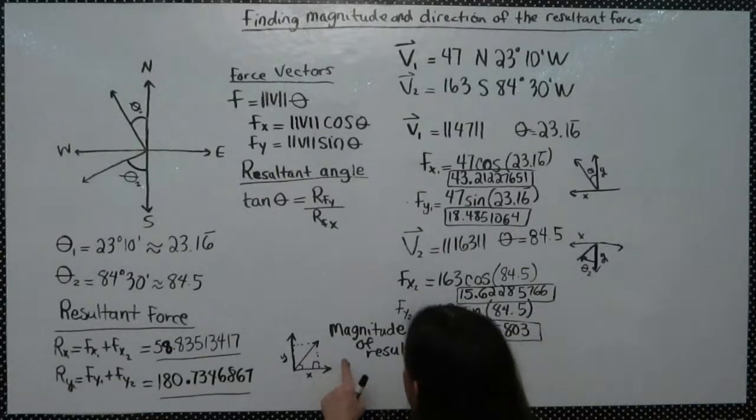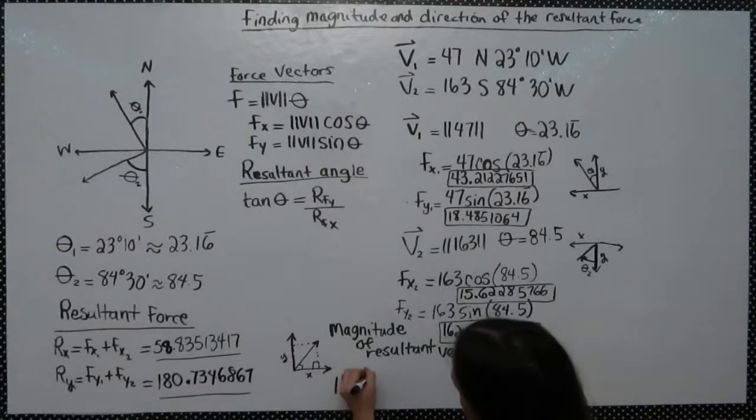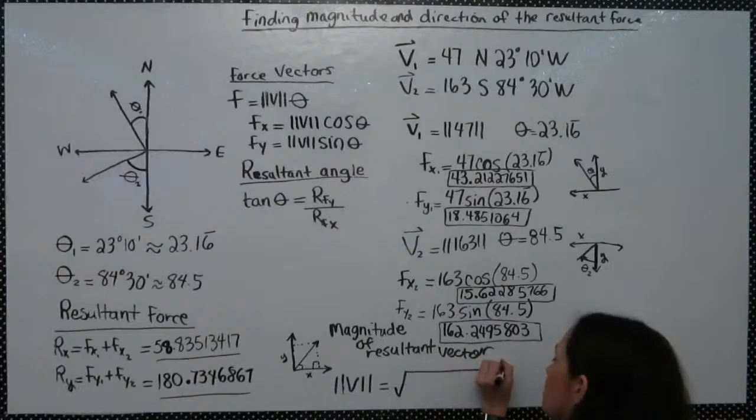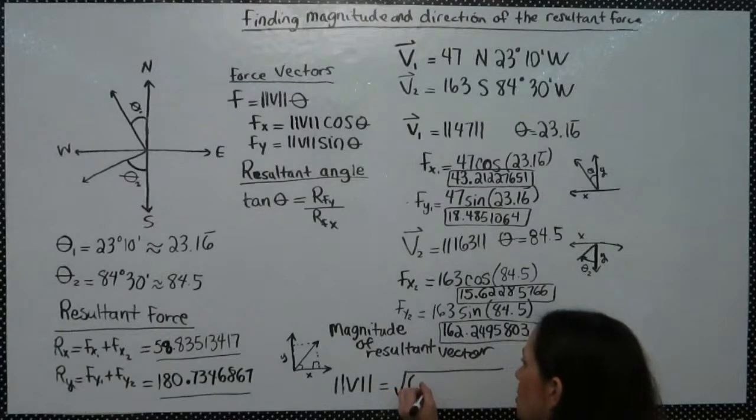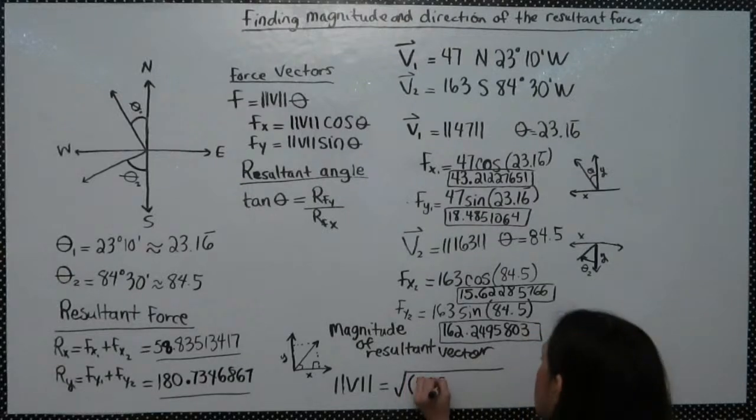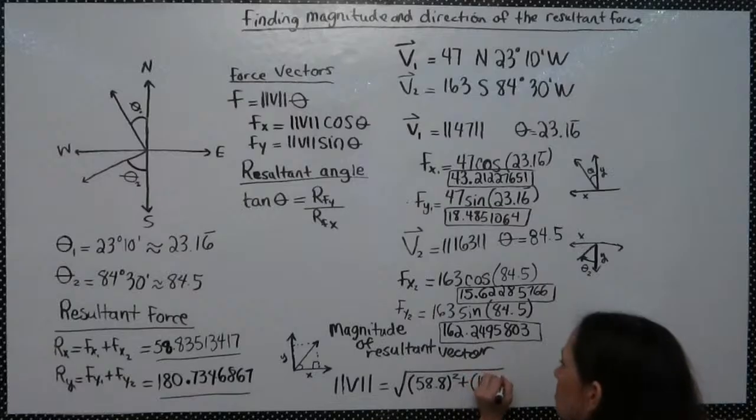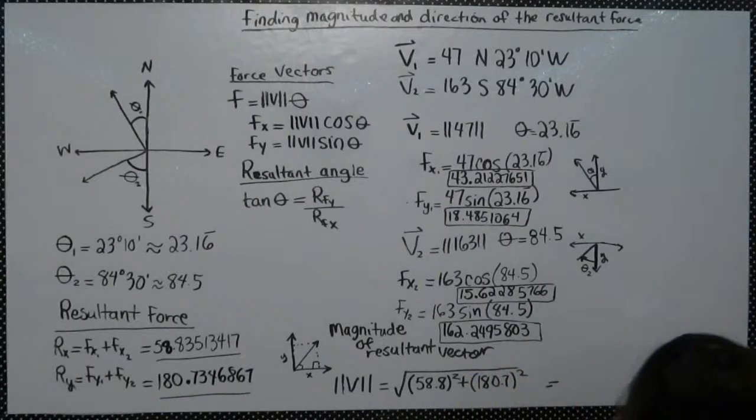All right, magnitude of the resultant vector v is going to be the square root of the x squared plus y squared. So we've got the 58.8 squared plus 180.7 squared. We'll plug that into the calculator.